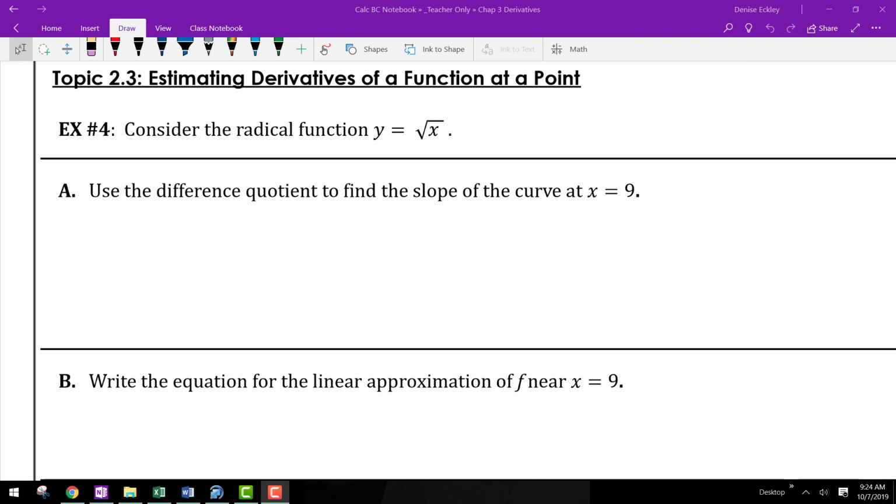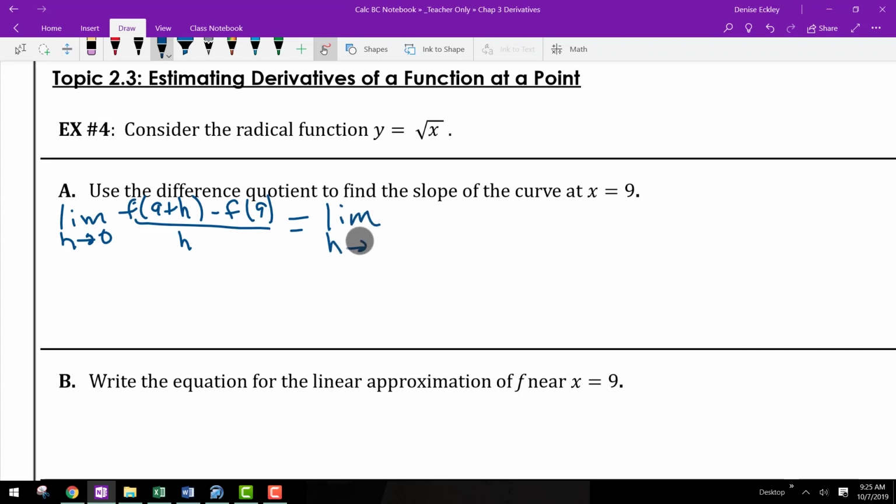So we're going to use the difference quotient to find the slope of the curve at x equals 9. That means we are going to take the limit as h approaches 0 of f of 9 plus h minus f of 9 all over h. So substituting into our square root function, we get the square root of 9 plus h minus 3, because we substitute 9 in, we get 3, over h.